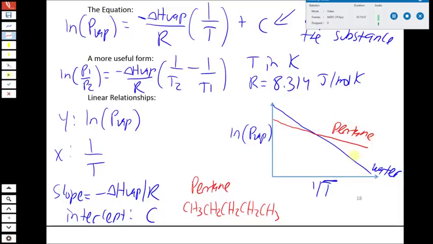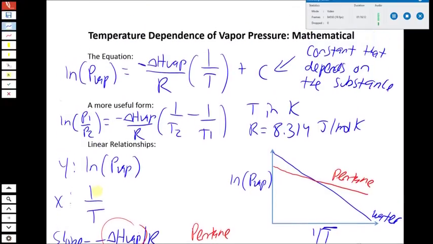So basically, the slope is always negative, but the magnitude of the slope is related to the size of delta H of vaporization. And enthalpy of vaporization is larger when you have stronger intermolecular forces. All right? So that's one form of the vapor pressure equation.